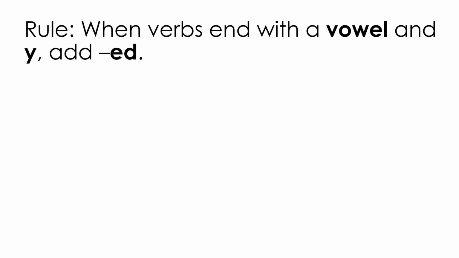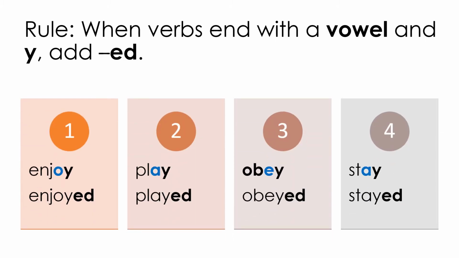Third rule, when verbs end with a vowel and y, add ed. Examples: the word enjoy ends with o, which is a vowel, and a y. O is a vowel plus letter y. Enjoy will be added with ed to form its past tense. So enjoy in the present tense becomes enjoyed in the past tense.